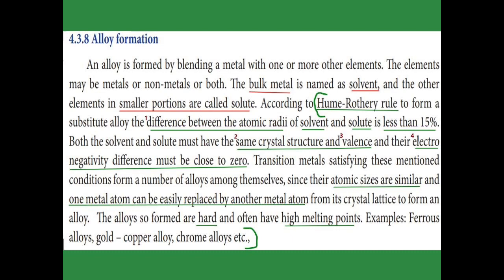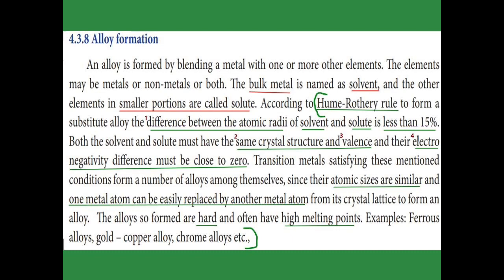Transition metals form alloys. What is an alloy? When one or more metals are joined together, it gives an alloy. In that alloy, the bulk metal, which has the larger amount, is called the solvent, and the metal with the small amount is called the solute. For alloy formation, one rule is given, the Hume-Rothery rule. Metals which satisfy this rule form the alloy.